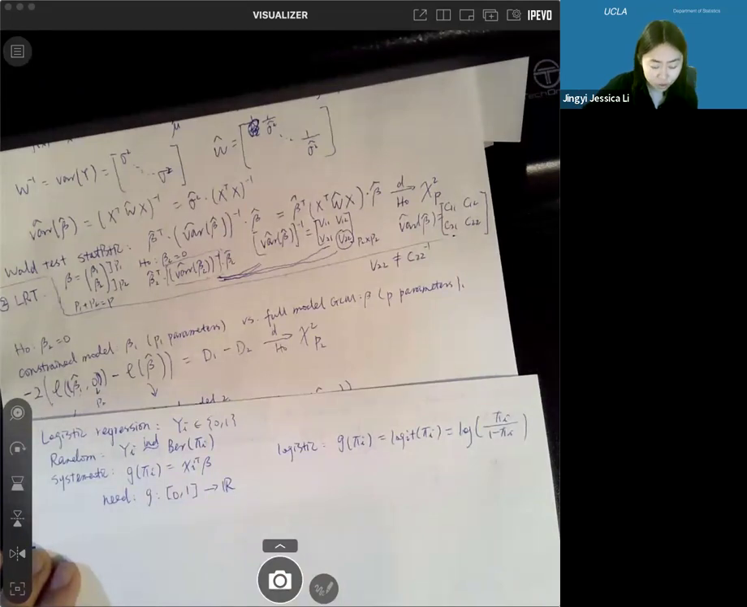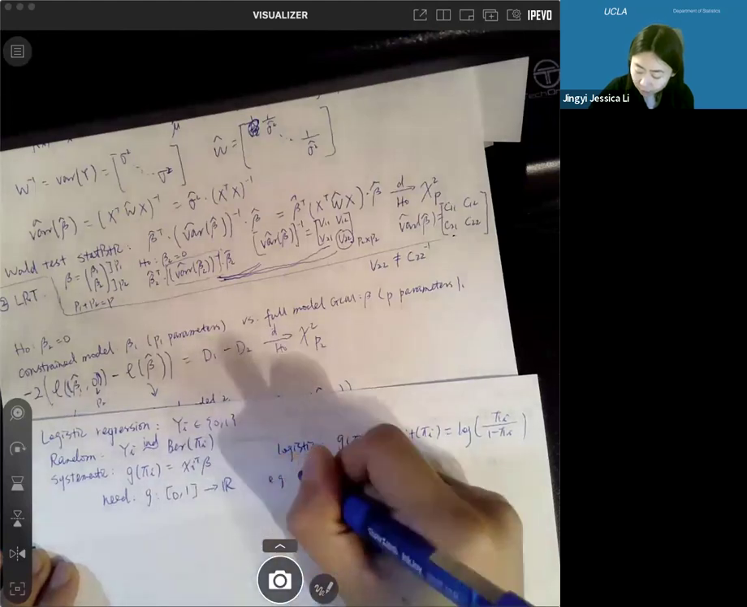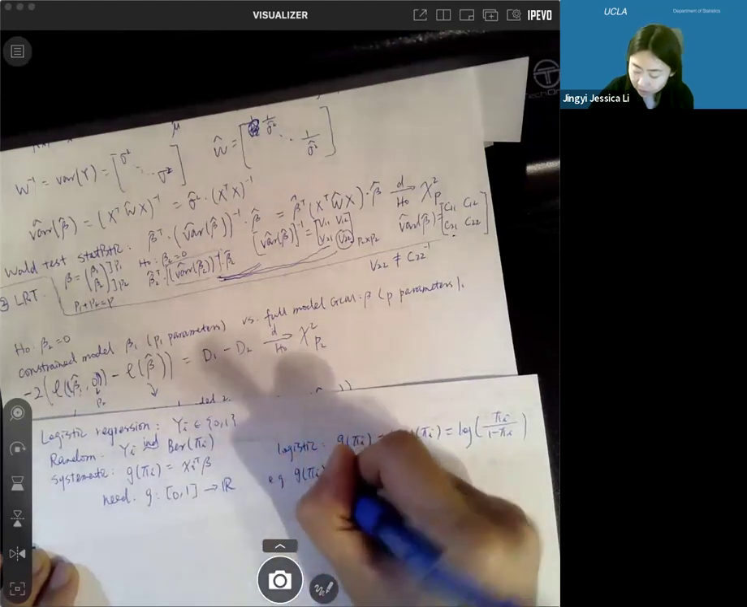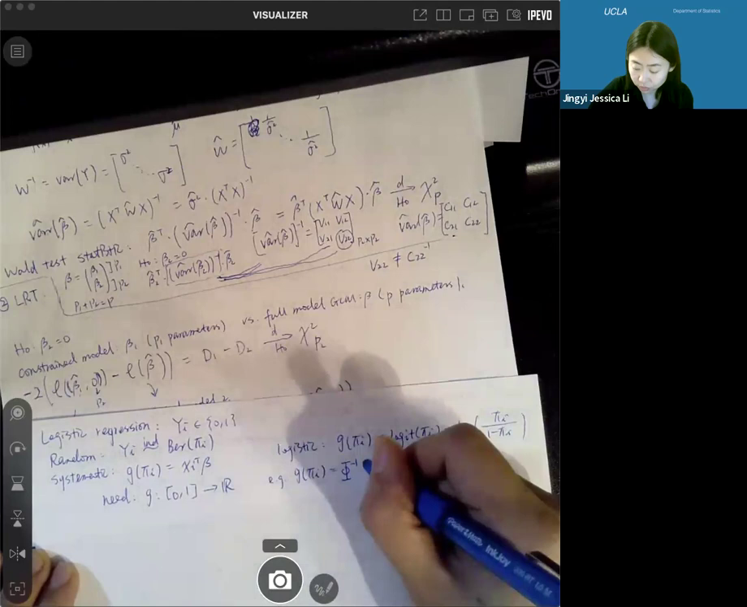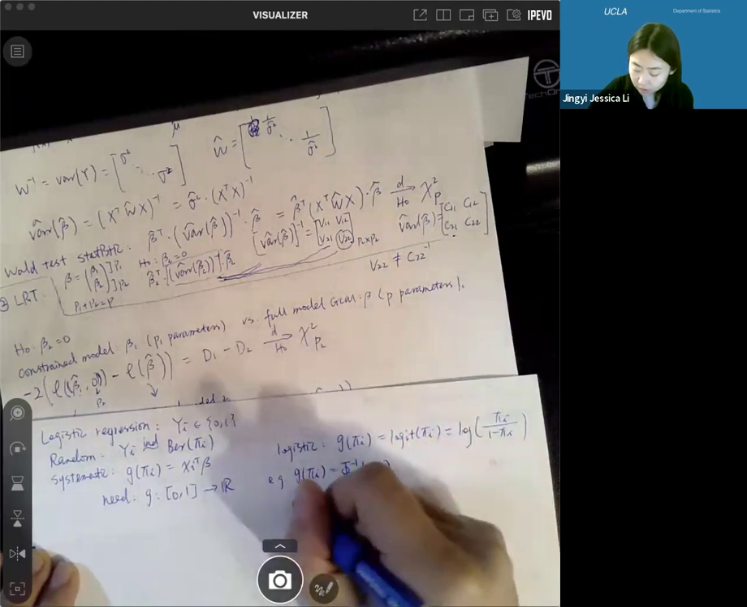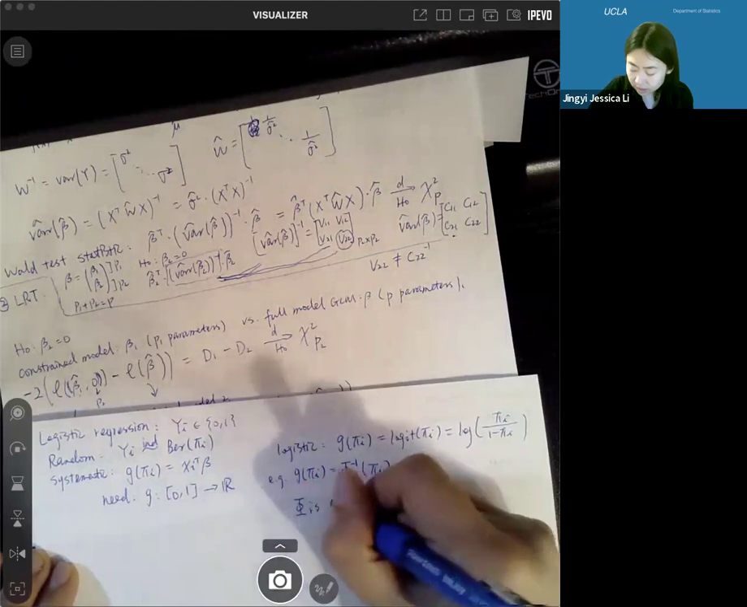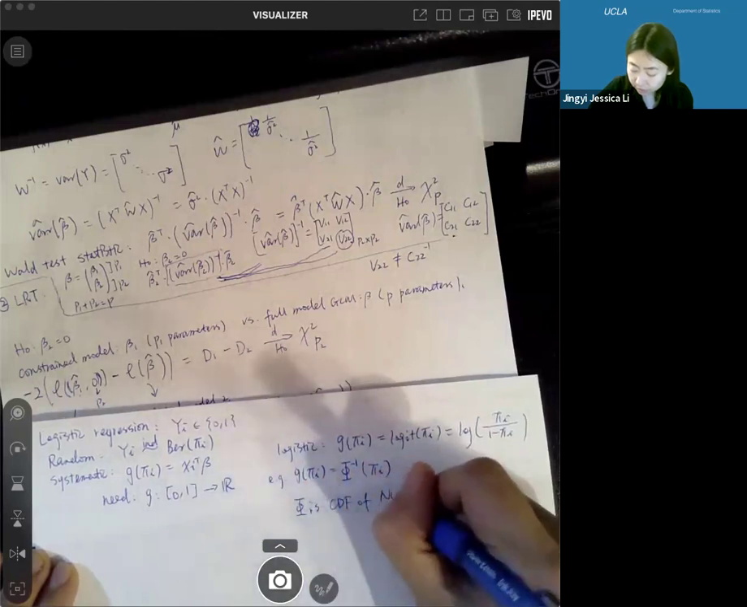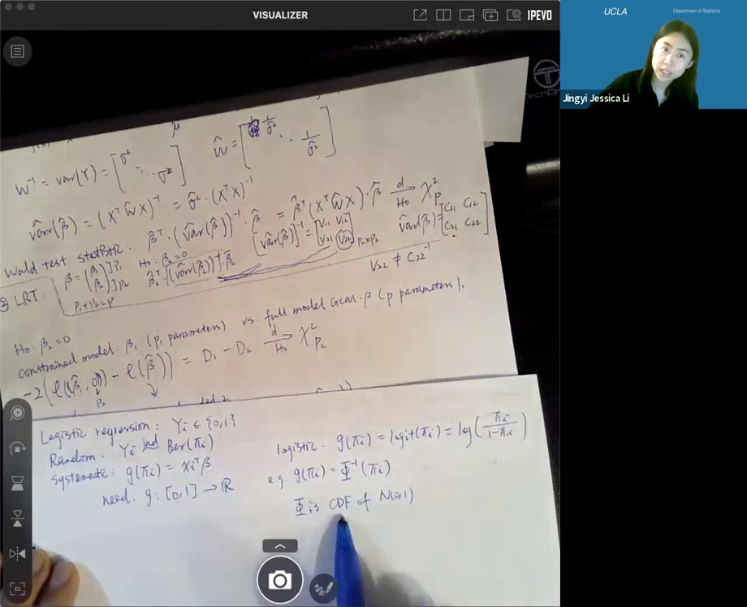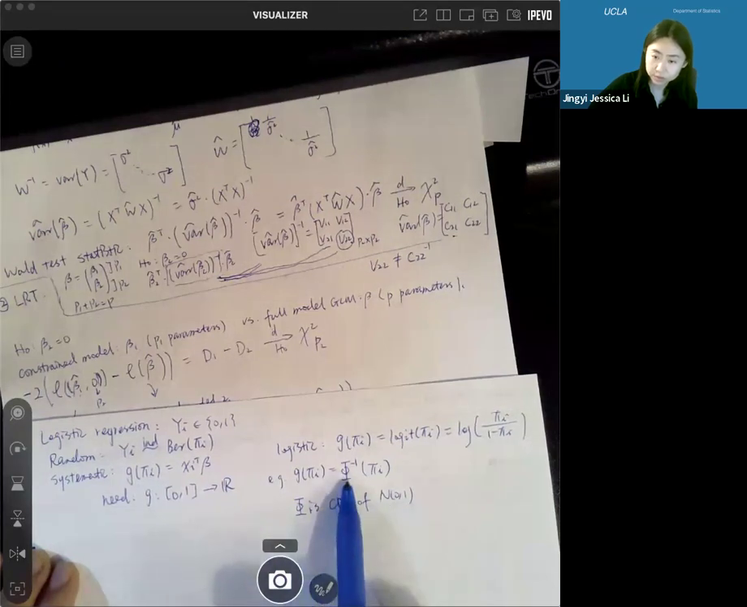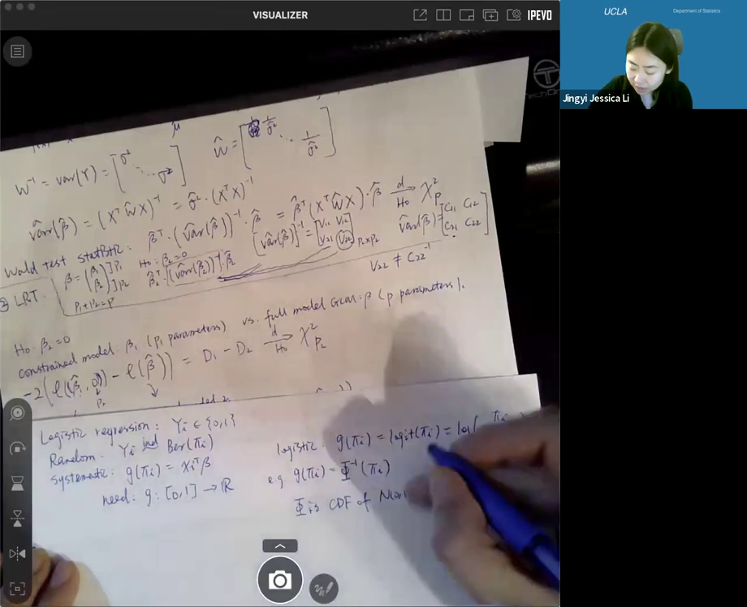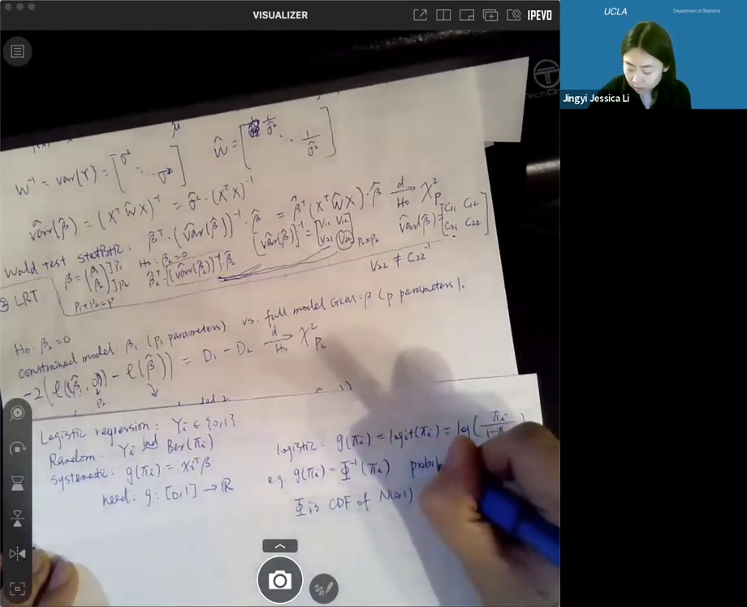One possible option, for example, is to specify G of pi i as the inverse of the CDF of the standard normal distribution, where phi is the CDF of the standard normal. The CDF has a domain of the real line and range 0 to 1, so its inverse maps 0 to 1 to the real line. So it makes sense to use it as another possible link function. This one has a name: it's called probit regression.